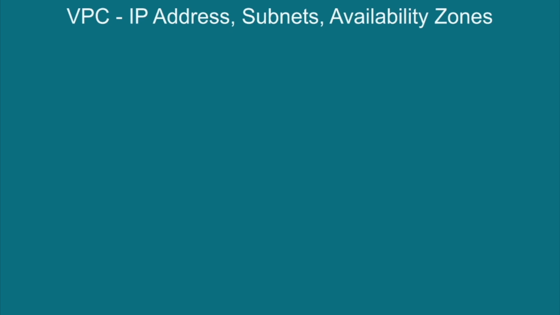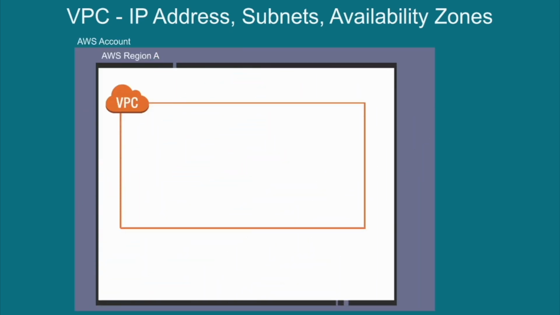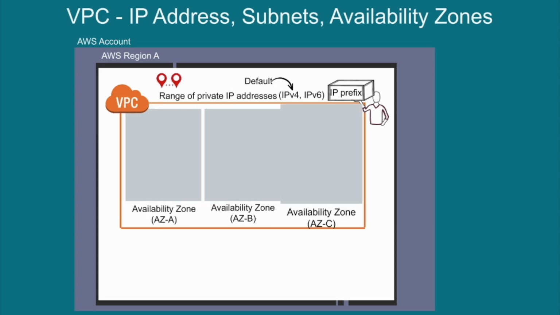To get started with creating a VPC, you must assign it a range of private IP addresses. Amazon VPC supports IPv4 and IPv6. Your resources can communicate over IPv4 or IPv6 or both. By default, it uses the IPv4 addressing protocol. You can also bring your own IP prefixes. A VPC spans all of the availability zones in the region.